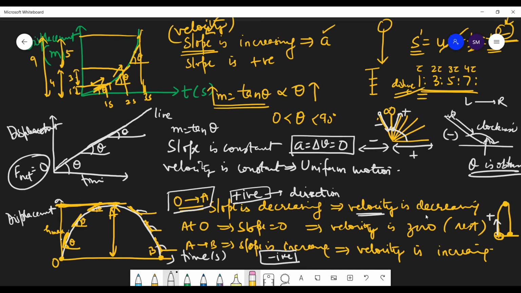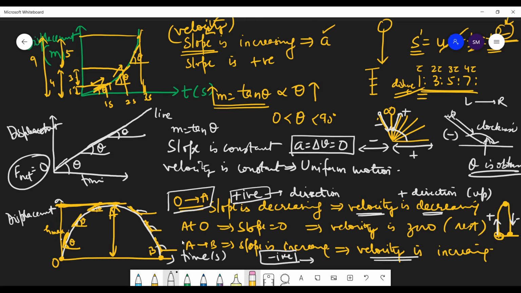So that is why velocity is decreasing, but it was in the positive direction, meaning in the upward direction. And here from A to B, slope is negative. Negative means direction. Again, what is the direction of velocity? Negative, because downward direction will be negative. So if upward is positive, downward direction will be negative.